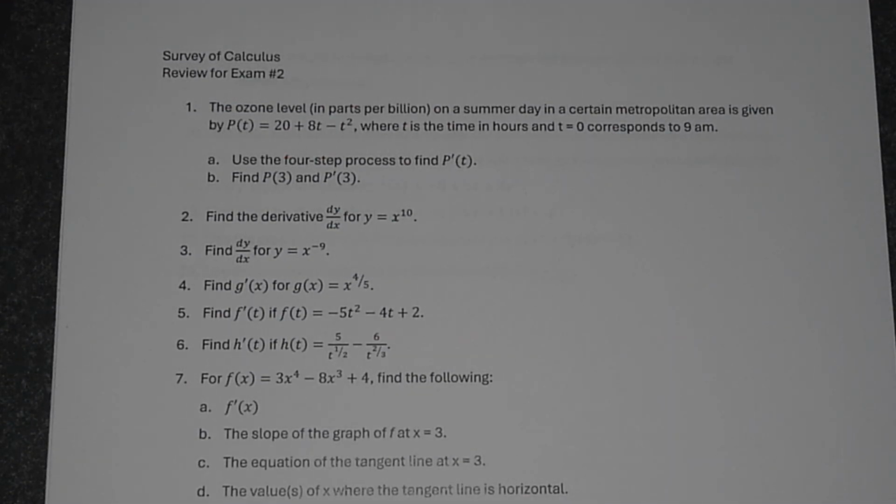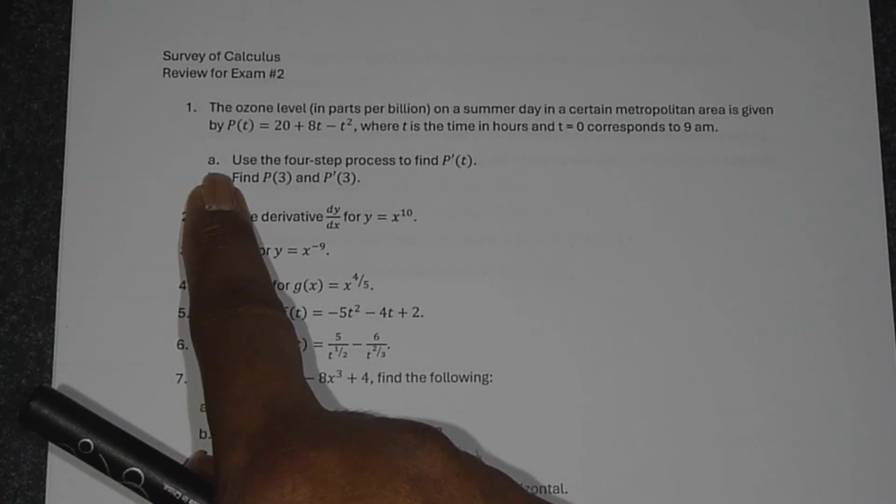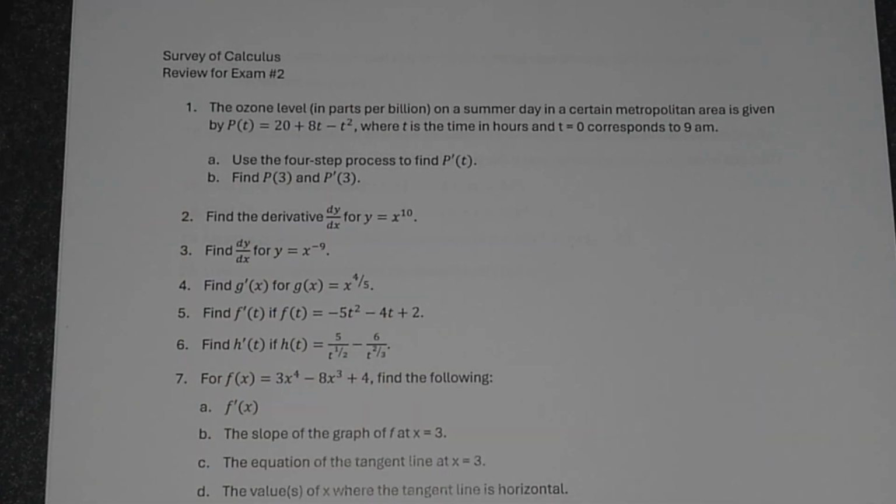So we'll get started with the review for exam number 2. In this case, we're going to look at problem number 1, which says here the ozone level in parts per billion on a summer day in a certain metropolitan area is given by P of T equals 20 plus 8T minus T squared, where T is the time in hours and T equals 0 corresponds to 9 a.m. And in part A, you're going to use the 4-step process to find P prime of T, and then you're going to find P of 3 and P prime at 3.